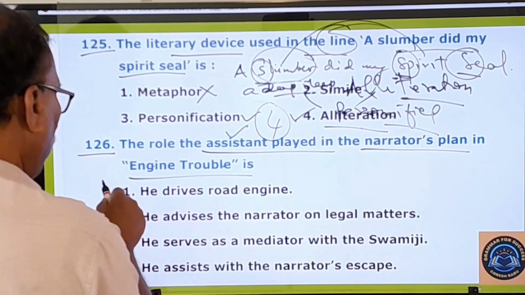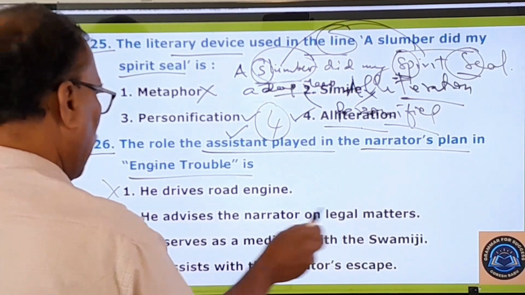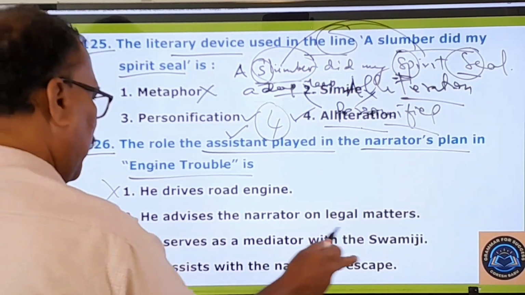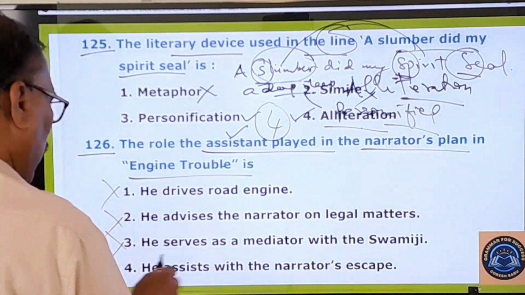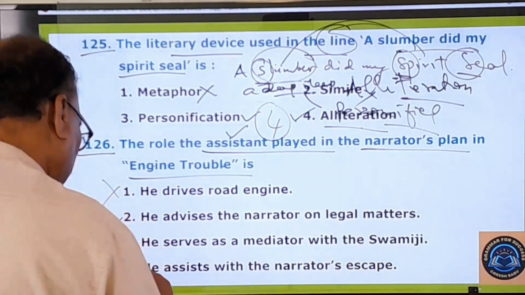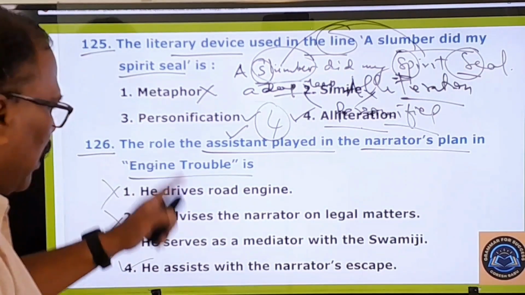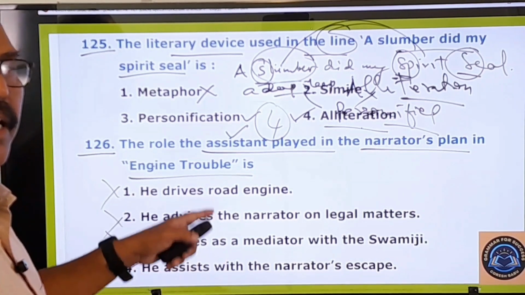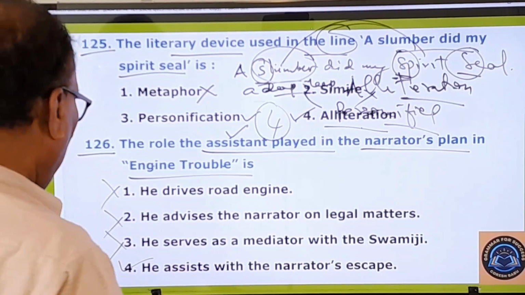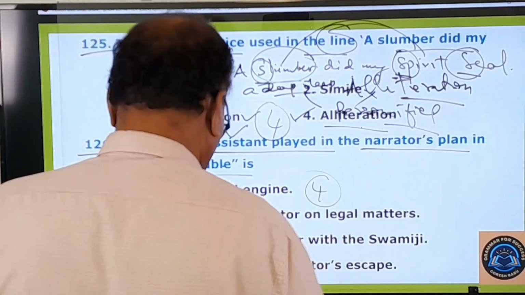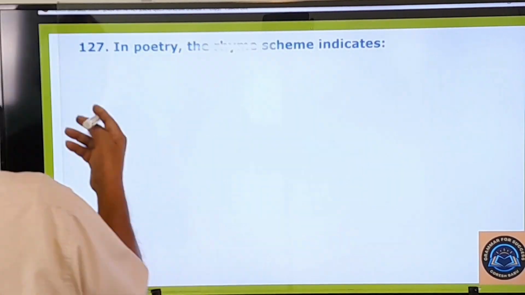He drives a road engine? No. He advises the narrator on legal matters? No. He serves as a mediator with the Swamiji? No. He assists with the narrator's escape? Yes, this is the right one. If you know the story, you can easily understand this. You can easily tick it as the right one. Okay, and your answer is the fourth one. You move on to other questions.